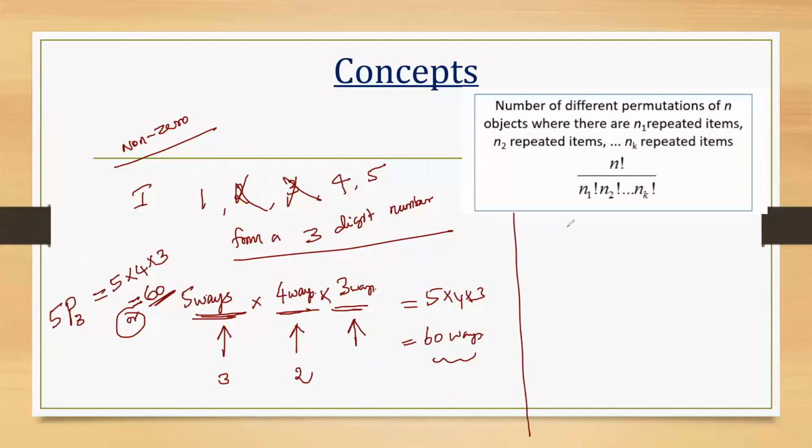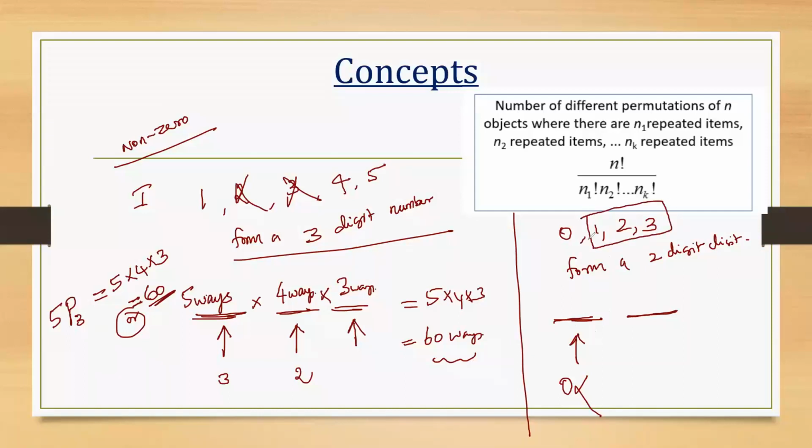if you have 0, for example, 0, 1, 2, 3, we need to form a 2-digit number. In the first place, will 0 occur or not? To form a 2-digit number, can we write 0 in the first place or not? No, right? So 0 is not possible here. So out of the remaining 3, anyone will occur. So we have 3 ways. So clear? We have 3 ways.